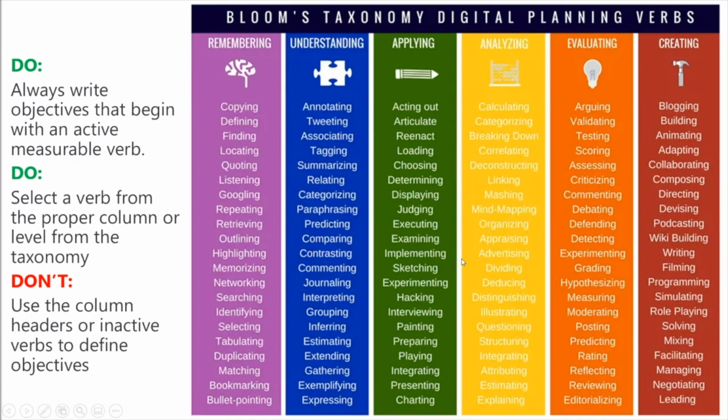You'll have some with analyzing as well that are specific, but the two things that are important: always write objectives that begin with an active measurable verb. If you don't know what an active measurable verb is, the list that you see here on the screen is a great list. There are all sorts of resources online as well that you can search, Bloom's taxonomy or active measurable verbs, and see lists, but these are a great starting point.